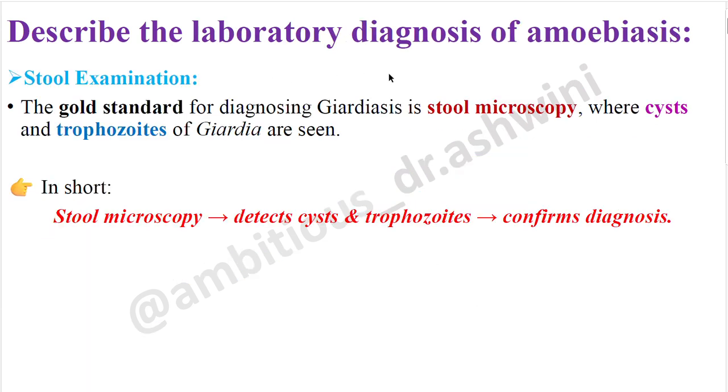Now the laboratory diagnosis of Giardia lamblia. So stool examination is done. Here the gold standard for diagnosing giardiasis is stool microscopy, where cysts and trophozoites of Giardia are seen. So in short, stool microscopy detects cysts and trophozoites and confirms the diagnosis.